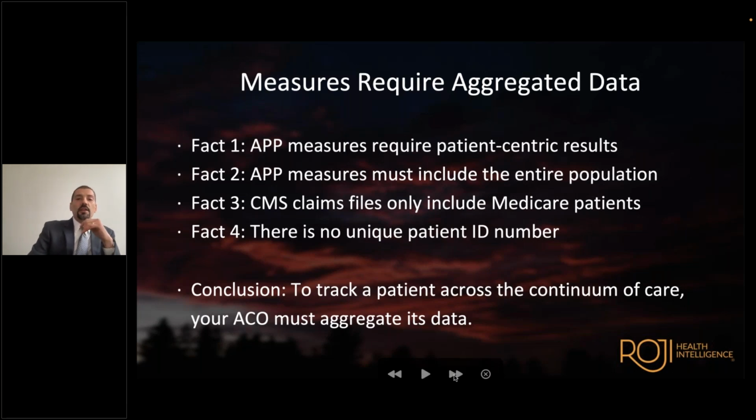For ACOs with multiple organizations, it's very unlikely that you will have the same MRN for patients. There is not a standard number that you can use to identify patients. Social Security number is often not provided anymore. And speaking from experience, even when it was, let's say the quality was not as high as you would like it. It's just simply not a good criteria for matching patients. And so that leads us to this inevitable conclusion that to track a patient across the continuum of care, your ACO must aggregate its data.